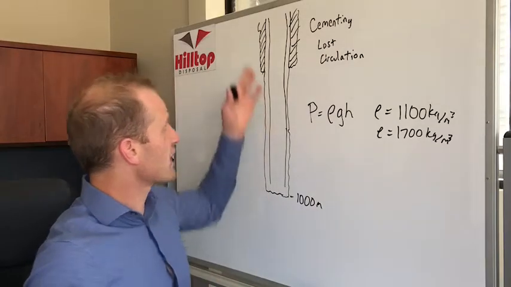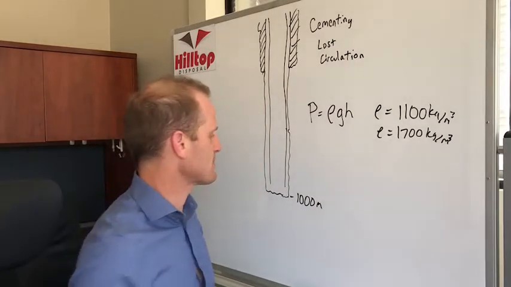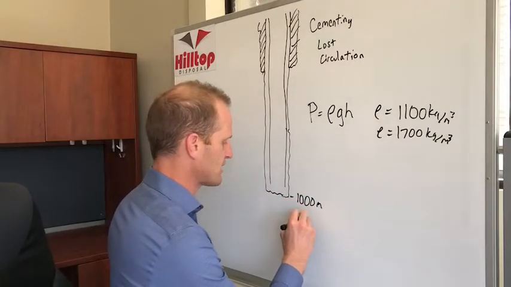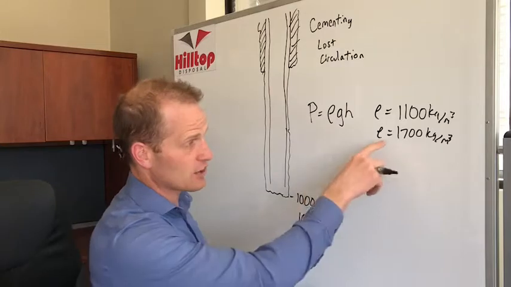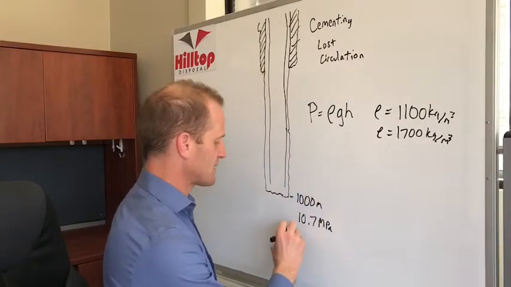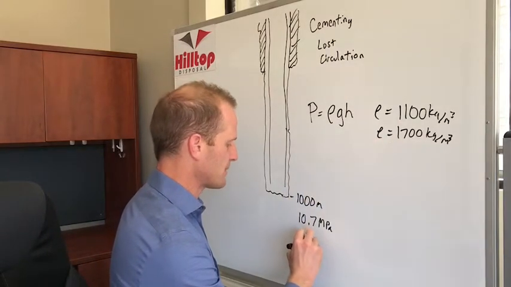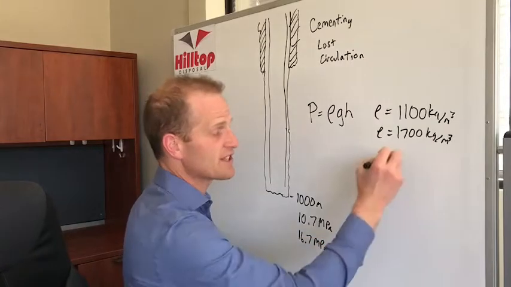The pressure when you've got your hole full of drilling mud prior to cementing at this point is going to be 10.7 MPa. The pressure when you actually have a full column of cement is going to be 16.7 MPa, or 56% higher.